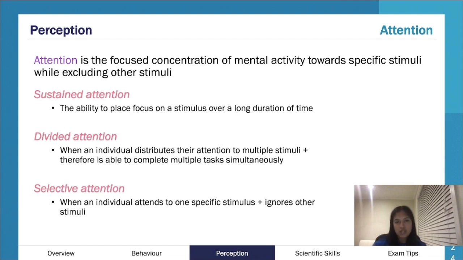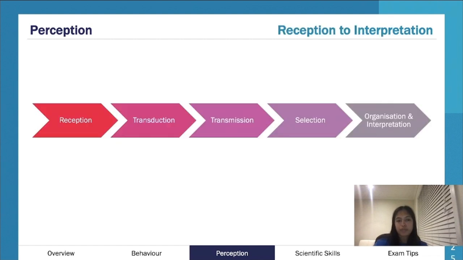Selective attention. So selective attention is just when you're focused on one thing and you're ignoring everything else. So if you're doing a test, for example, if you're doing an exam, that's something where you'd be putting quite a lot of attention and focus into one thing and ignoring other stimuli around you.